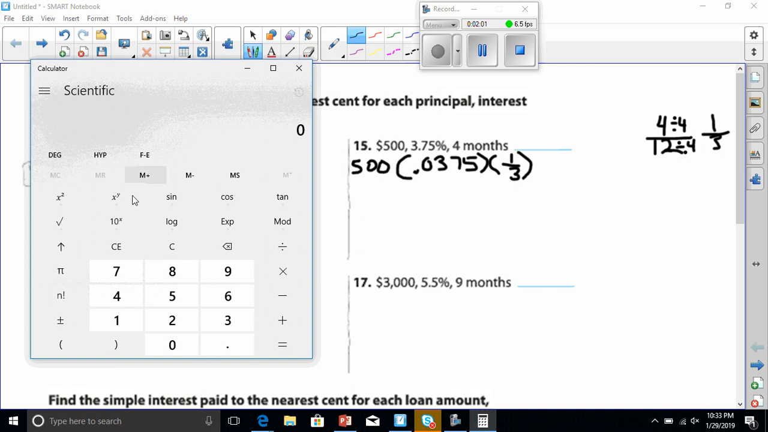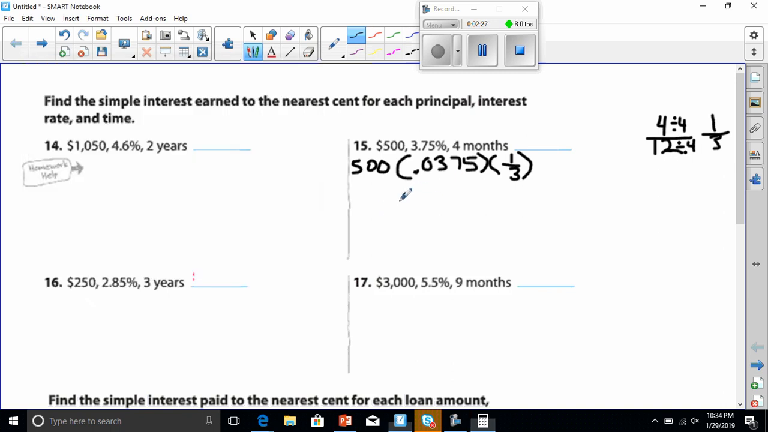Right over here, we see that we've got 500. I'm going to multiply it to 0.0375. And then we're multiplying that by 1, which is the same answer, and then we're dividing it all by 3. So my answer is 6.25. All right? 6.25.